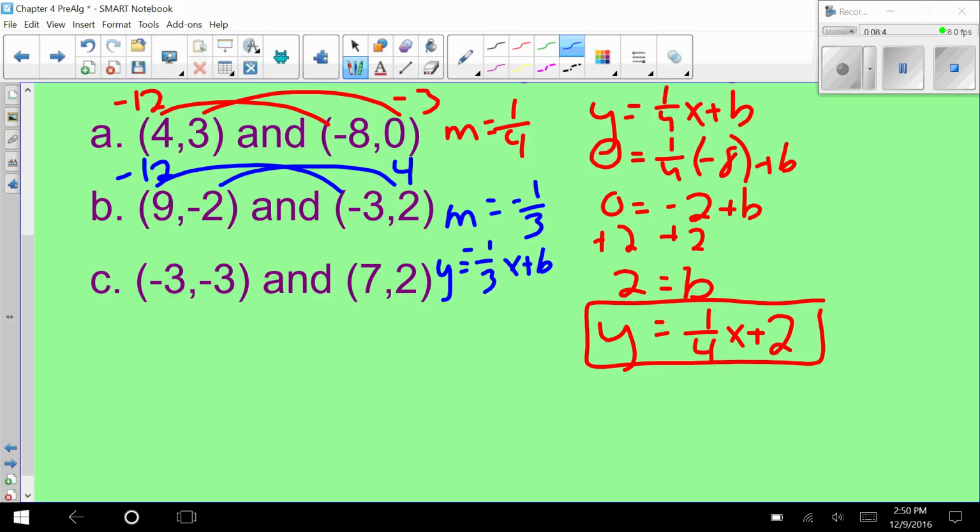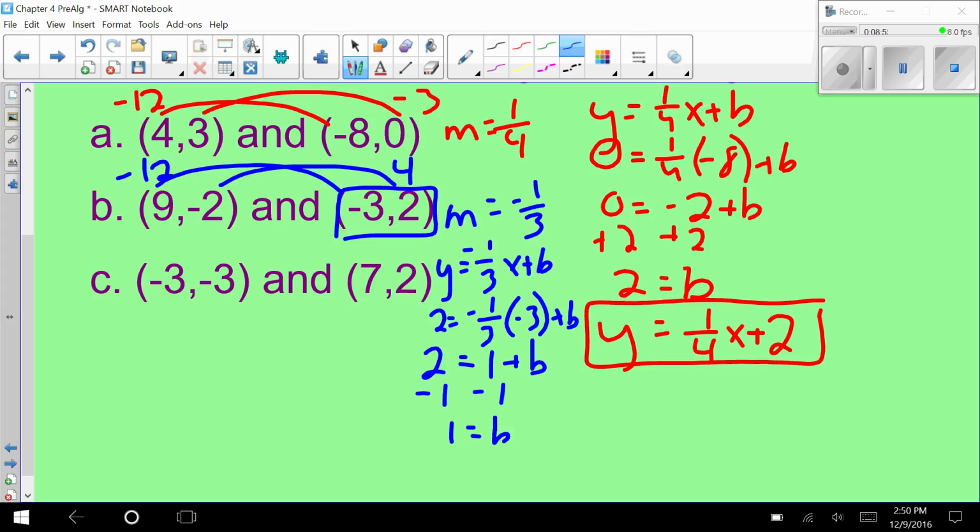Let's use the points negative 3, 2. So 2 equals negative 1/3 times negative 3 plus b. So 2 equals 1 plus b. Subtract 1 off of both sides. 1 equals b. So my final function rule is y equals negative 1/3 x plus 1.